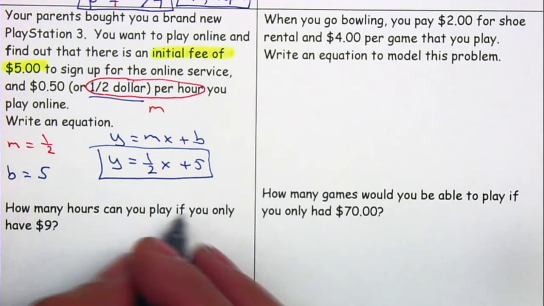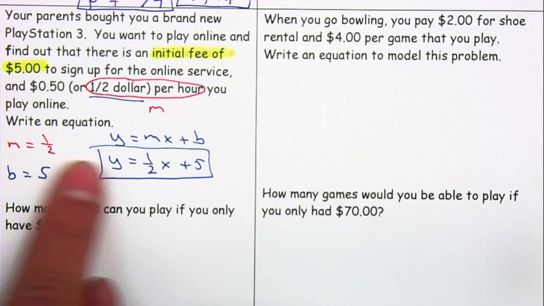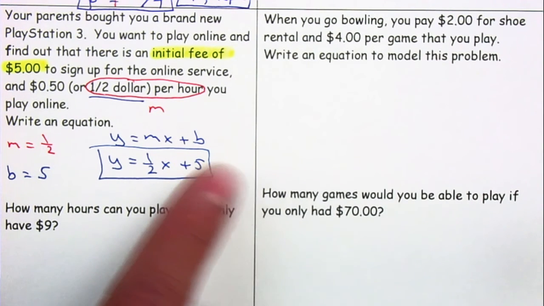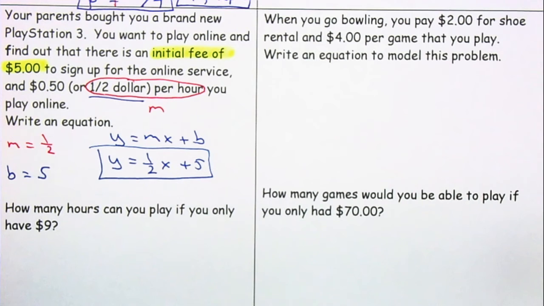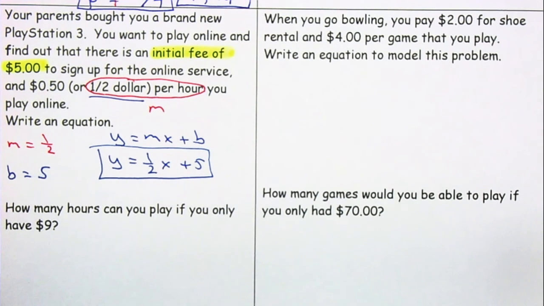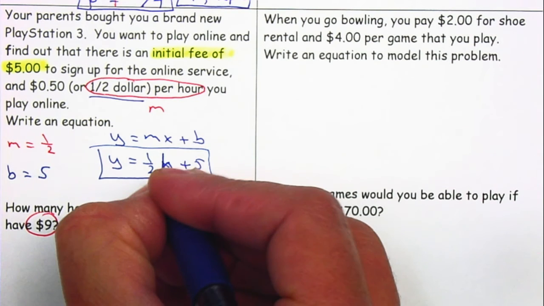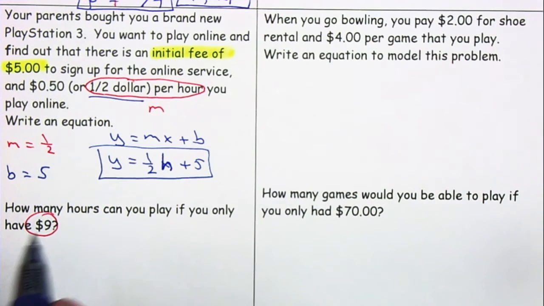How many hours can you play if you only have $9? Like I mentioned before, many of you are able to solve this problem without writing the equation, but you need to write it down in order to receive credit. So I need to decide, am I going to plug $9 into the y or into the x? Actually, this should be h because we are dealing with hours. So $9 into the y or $9 into the h for hours.